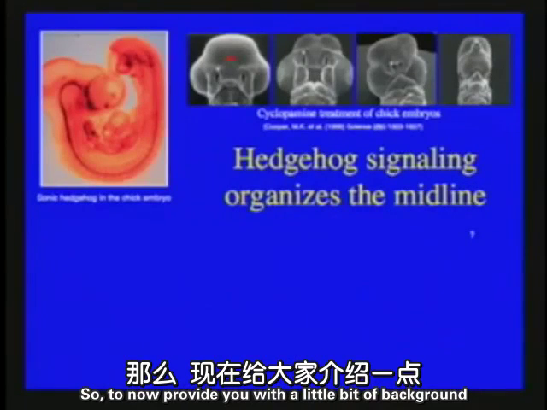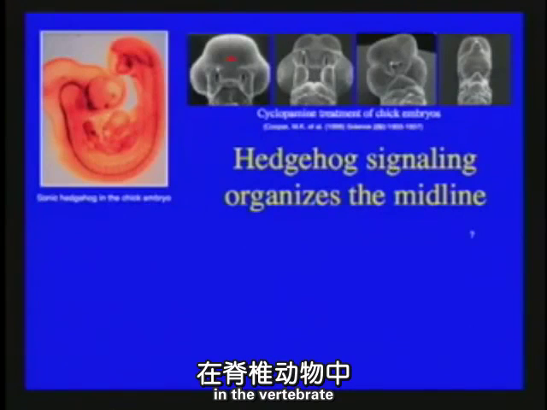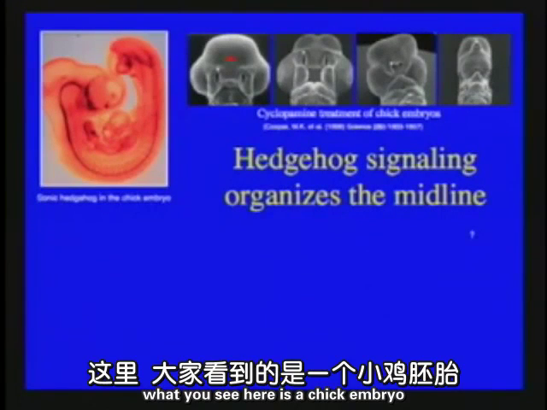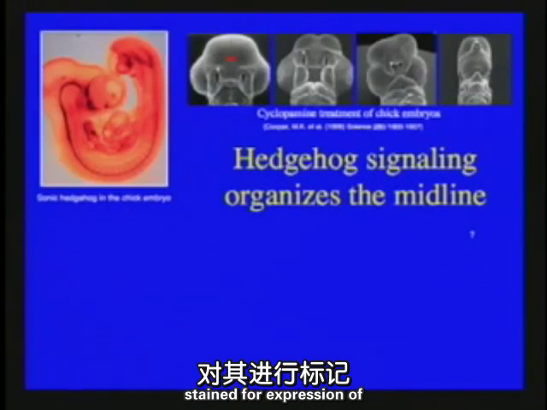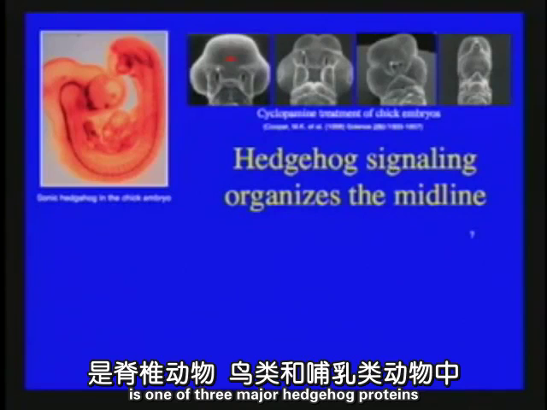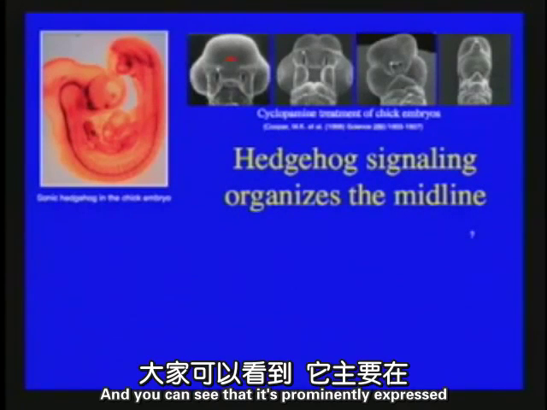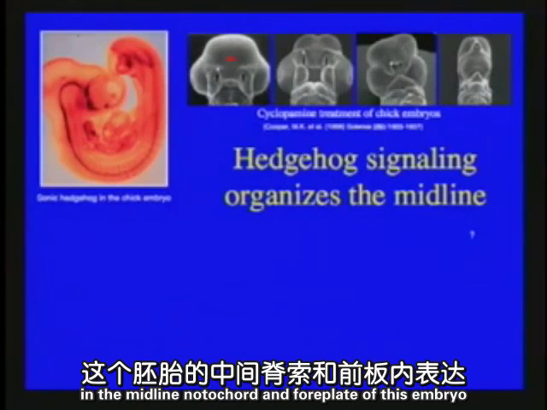So to now provide you with a little bit of background to the hedgehog pathway in the vertebrate, what you see here is a chick embryo stained for expression of the sonic hedgehog protein. Sonic hedgehog is one of 3 major hedgehog proteins in amniotes, birds and mammals. And you can see that it's prominently expressed in the midline, the notochord and floor plate of this embryo.